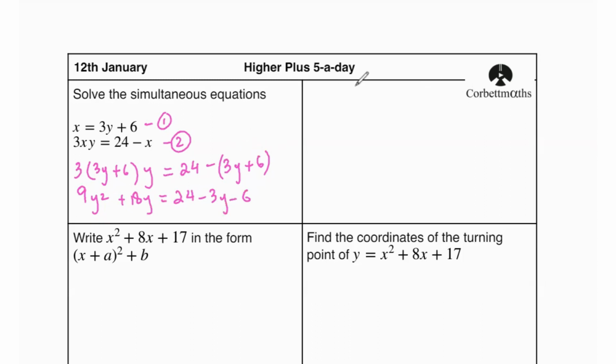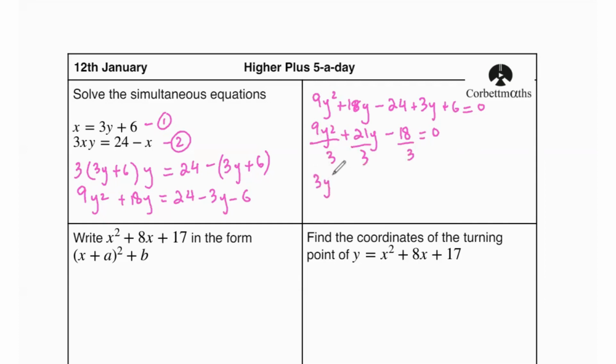inside the bracket. So now if you collect all of the terms on one side, 9y squared plus 18y minus 24 plus 3y plus 6 equals 0, which is basically 9y squared plus 21y minus 18 equals 0. All three terms are divisible by 3, so we can divide all of them by 3 to simplify the equation. So that's going to be 3y squared plus 7y minus 6.